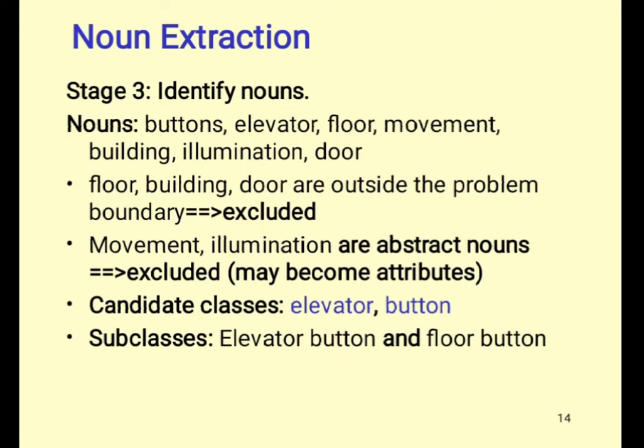Noun extraction consists of the third stage, that is identifying the nouns. Nouns like button, elevator, floor, movement, building, illumination, door, these all are included in nouns. Floor, building, doors are outside the problem boundary, that are called excluded. Movement, illumination are abstract nouns that may become an attribute. Candidate classes like elevator and buttons. Subclasses like buttons and floor buttons.